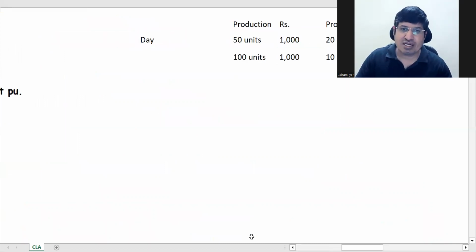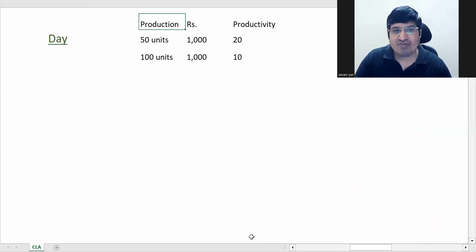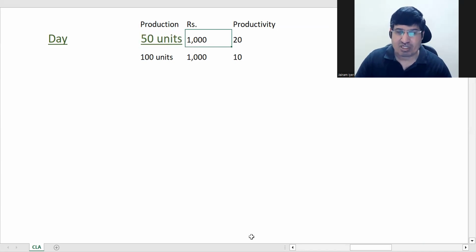Let's just take an example here. Let's say in one day, we have production of 50 units. The labor cost for that, the amount which you are paying to the laborers, is 1000 rupees. 50 units, 1000 rupees.